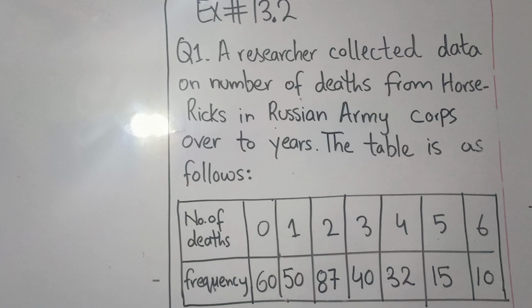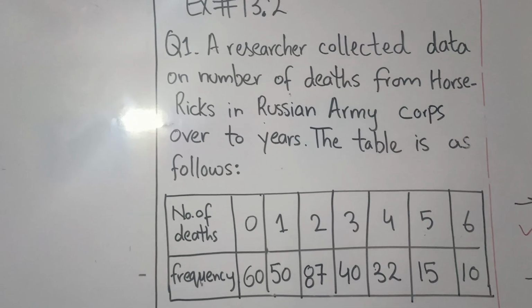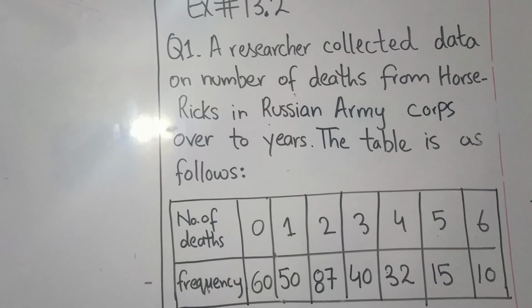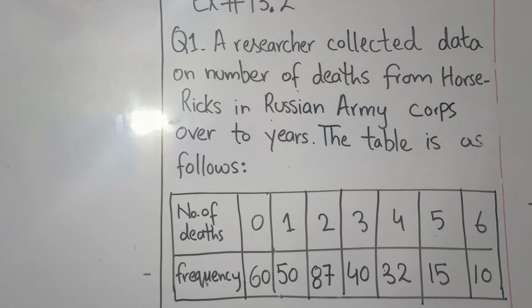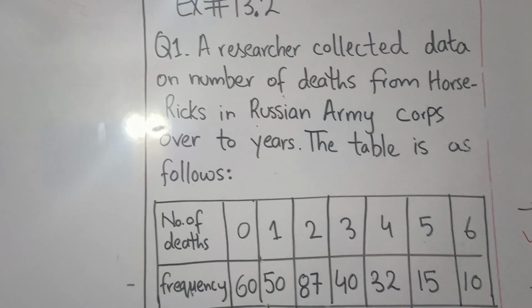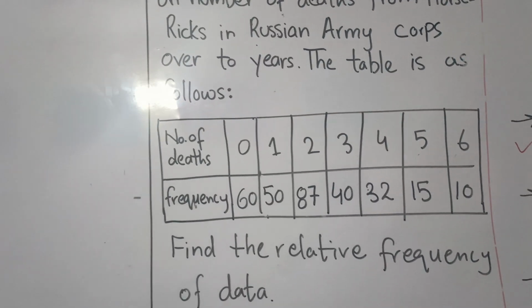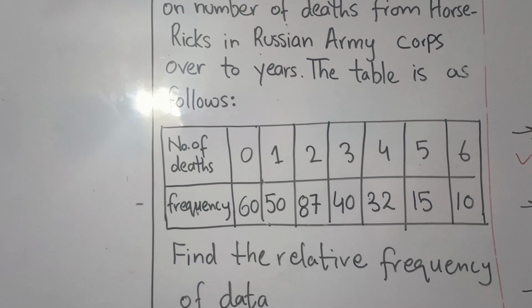In the table, the information is about the number of deaths and frequency. When zero deaths occur, the frequency was 60, so 60 times no death occurs, and 1 death occurred 50 times, and similarly so on. In this question, we have to find the relative frequency of the data.